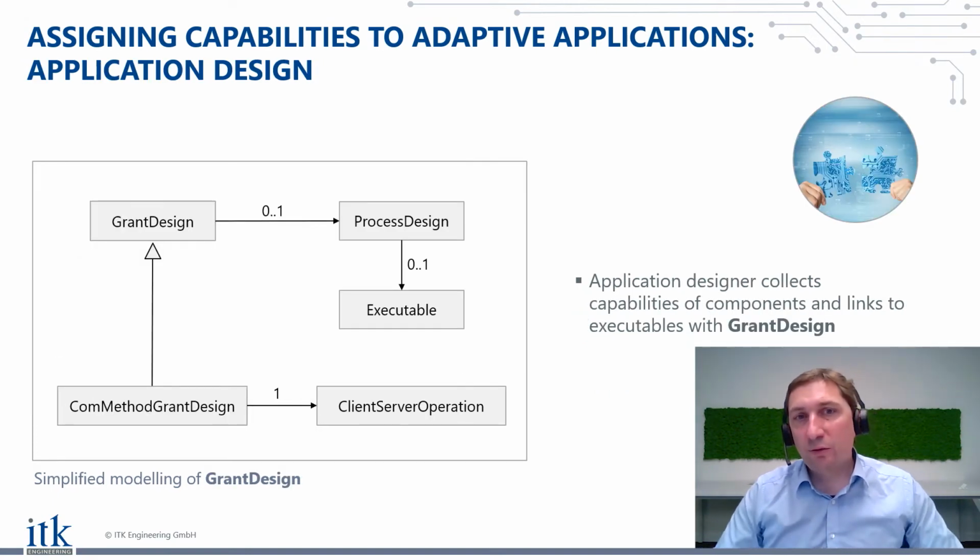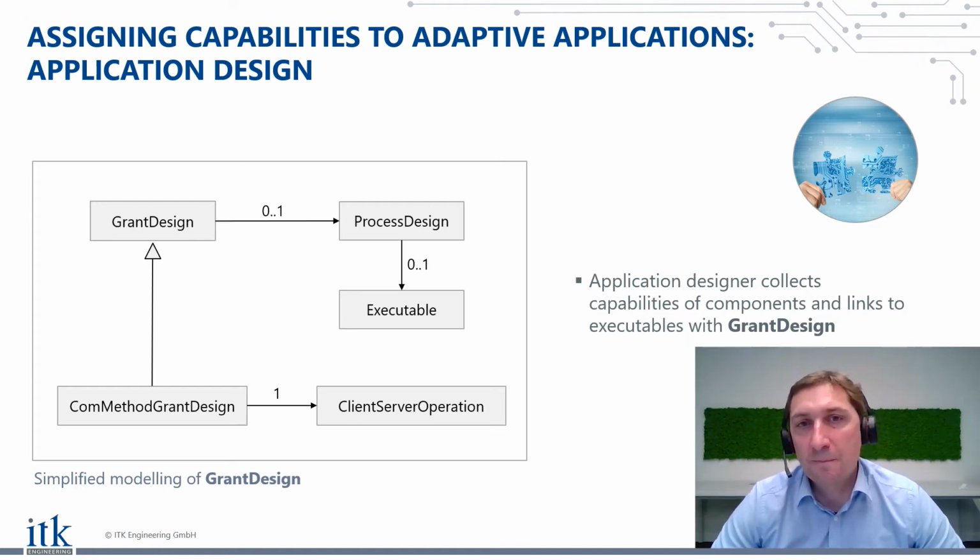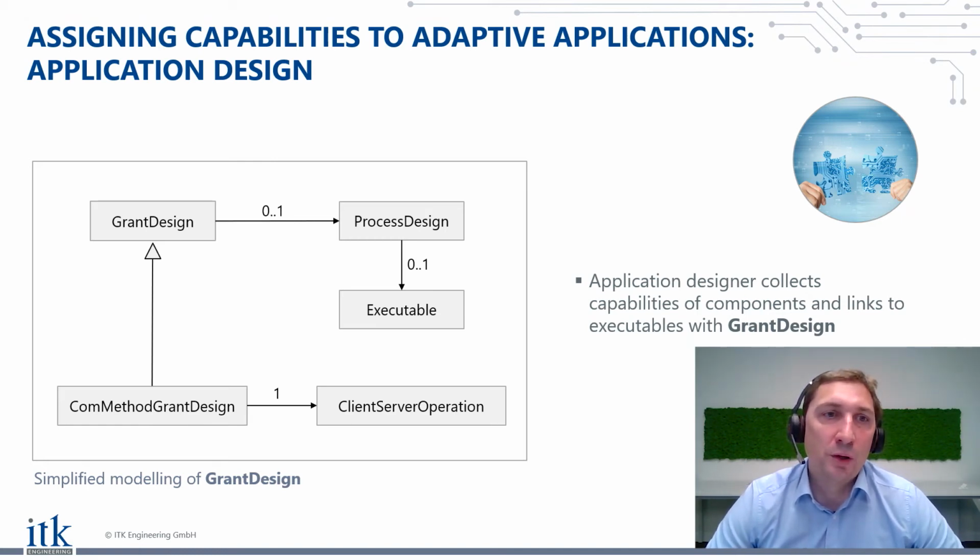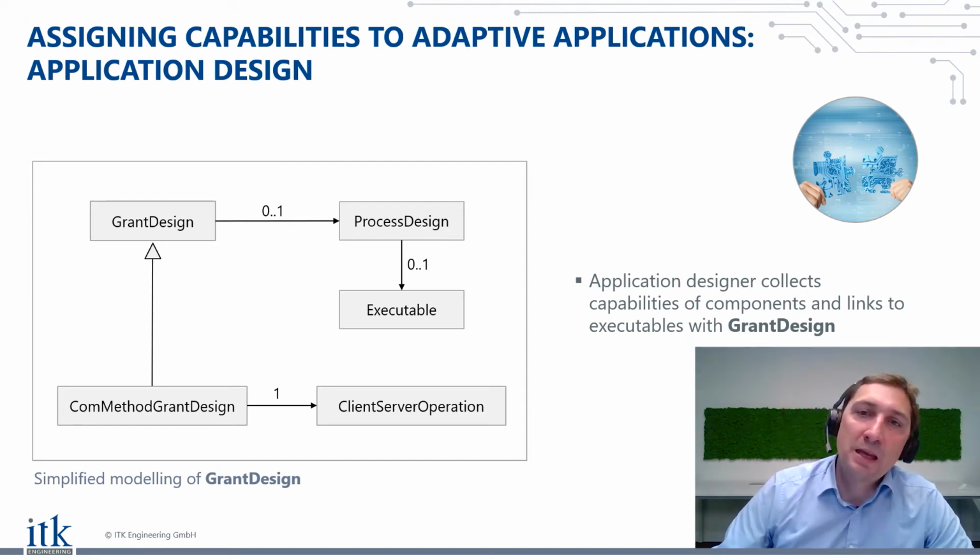In the application design phase, when those components are aggregated and composed, an executable will be created from those functions. And so the adaptive application designer will collect all those intents and translate them to grant design elements. So in the end, you end up with an executable with a list of grant designs, and those grant designs again point to specific client-server operations.